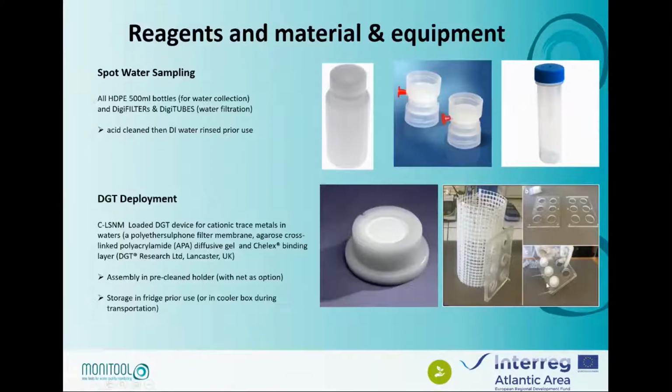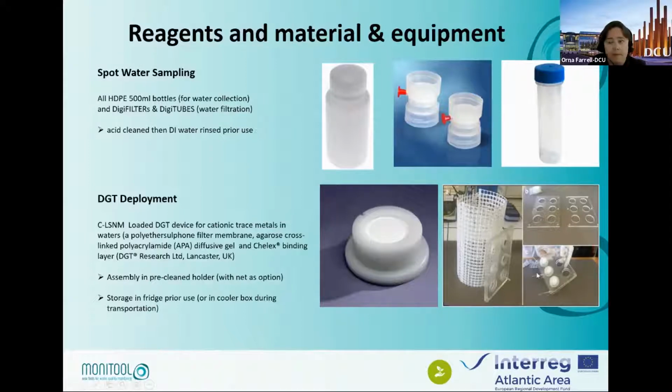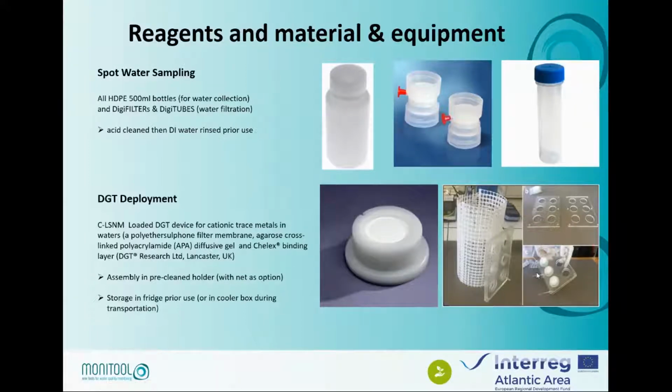When we are mounting the DGTs, we also expose the field blank DGT. We just expose it onto a clean surface while the triplicate DGTs are mounted onto the holder. These field blanks are then placed back in the plastic bags and stored refrigerated until the deployment day. During the manipulation of the DGTs, we of course use non-powdered gloves when handling them, just to avoid further cross-contamination.